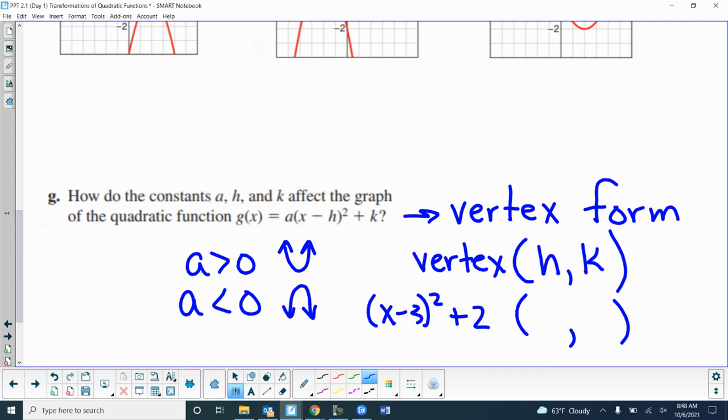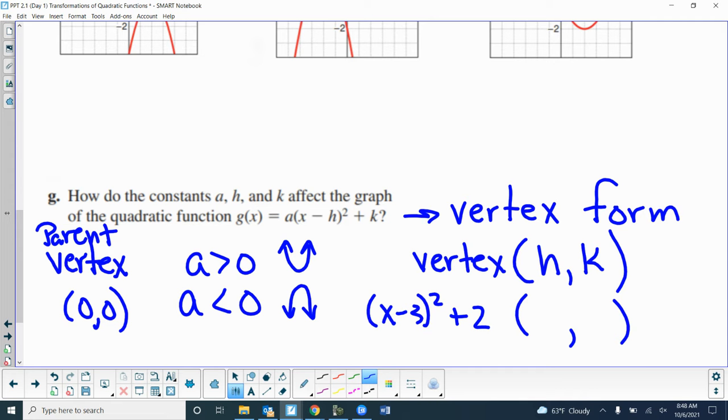Well, think of where it's at to start. Where's the vertex in our parent function? 0, 0, right? So if it's x minus 3, which way is it moving? Come on. To the right 3, correct? We all know that now. You guys knew that yesterday, right?